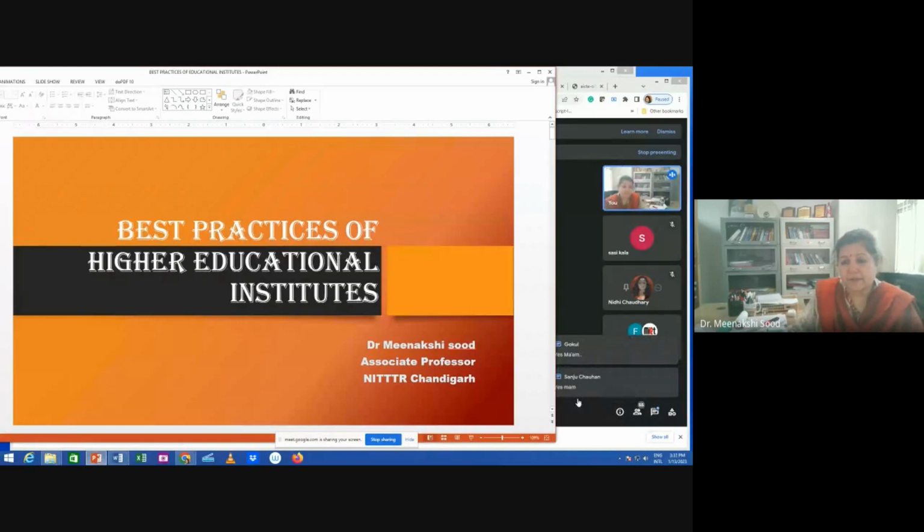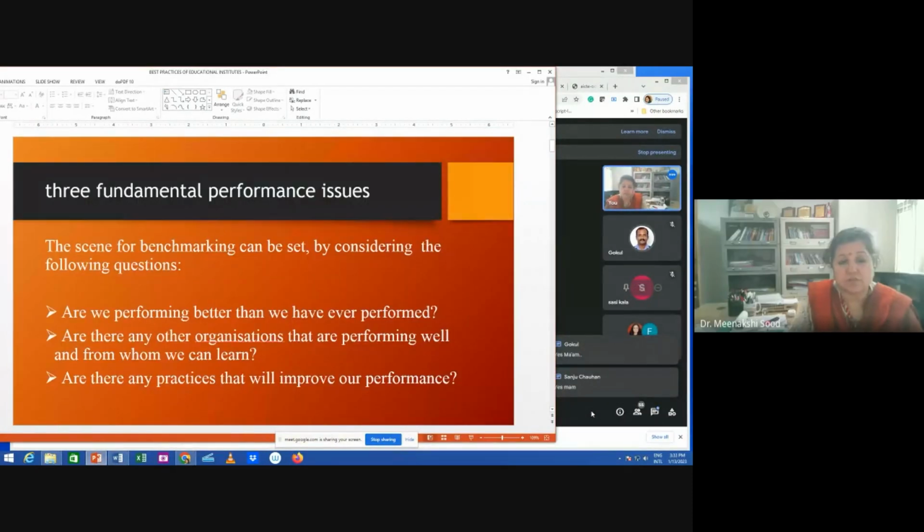So these are some best practices in higher educational institutes, and there are three fundamental performance issues: are we performing better? These may not be directly related to the curriculum design, but this type of best practice I usually discuss in all my STCs or FDPs, because we all are from technical higher educational institutes. So what contribution can we make as faculty members, or what can we do to make our institute a better one for all the stakeholders?